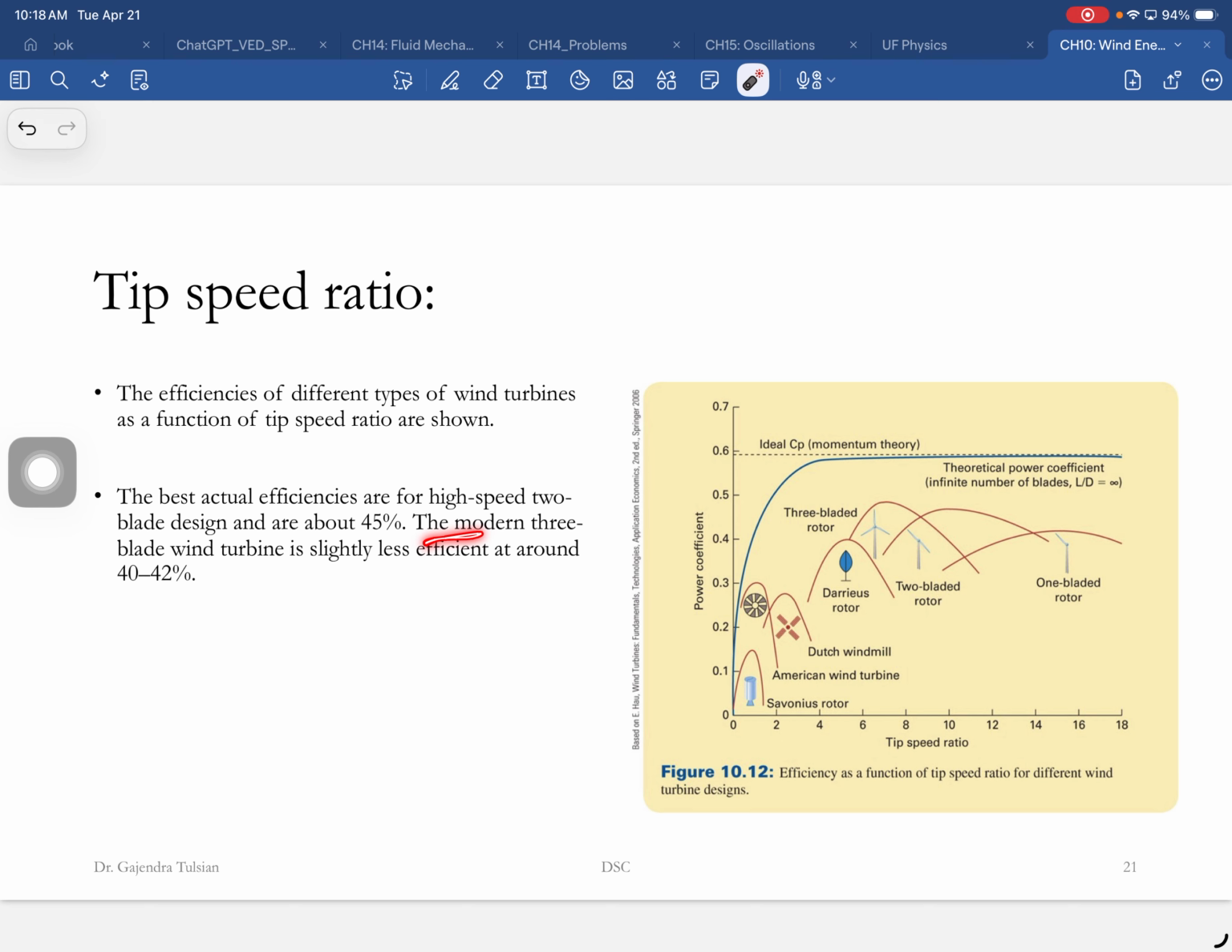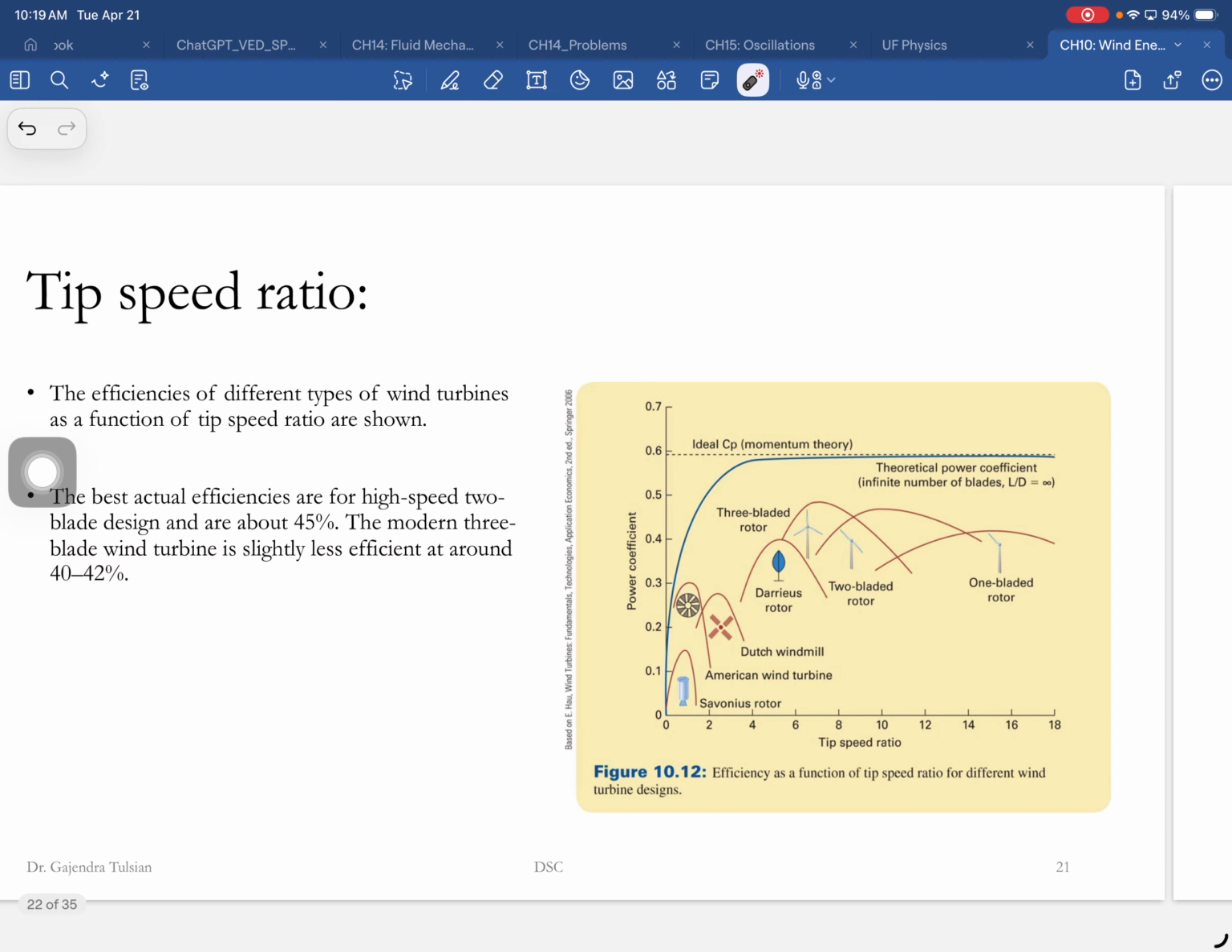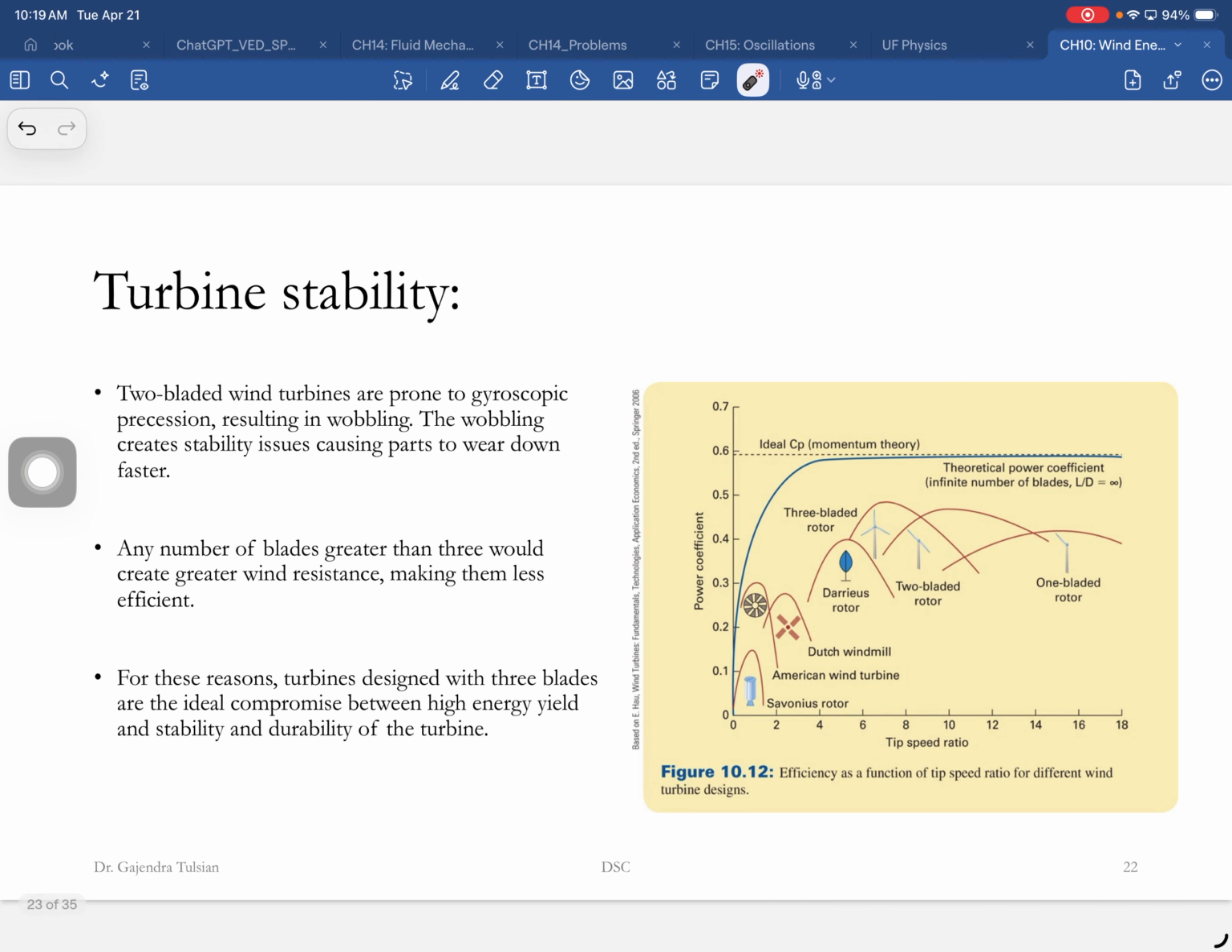The modern 3-blade wind turbine is slightly less efficient at about 42%. The 2-blade wind turbines are prone to gyroscopic precession. You've seen a top spinning, and then it precesses. So the 2-blade turbines precess, resulting in wobbling. The wobbling creates stability issues, causing parts to wear down faster. So this one wears down faster, and its lifetime is not as long as this. Any number of blades greater than 3 would create greater wind resistance, making them less efficient.